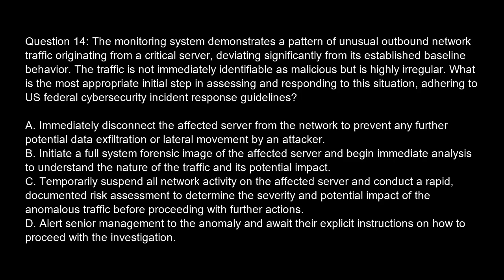Option A. Immediately disconnect the affected server from the network to prevent any further potential data exfiltration or lateral movement by an attacker. Option B. Initiate a full system forensic image of the affected server and begin immediate analysis to understand the nature of the traffic and its potential impact. Option C. Temporarily suspend all network activity on the affected server and conduct a rapid, documented risk assessment to determine the severity and potential impact of the anomalous traffic before proceeding with further actions. Option D. Alert senior management to the anomaly and await their explicit instructions on how to proceed with the investigation.